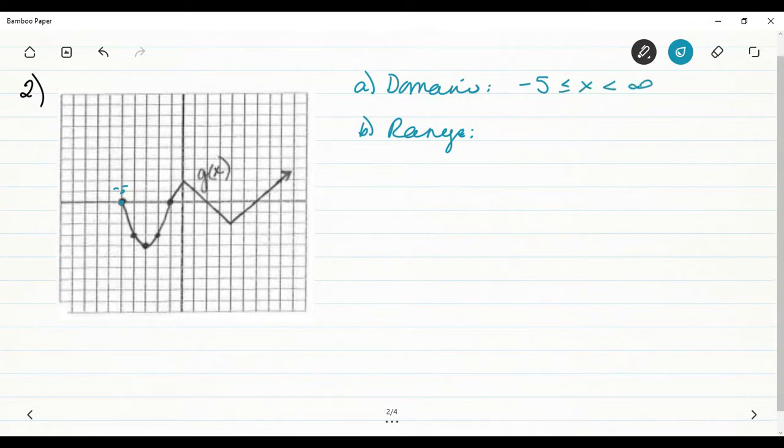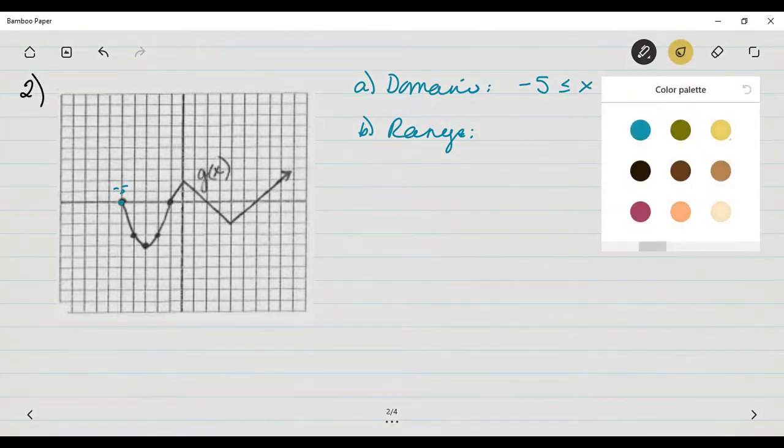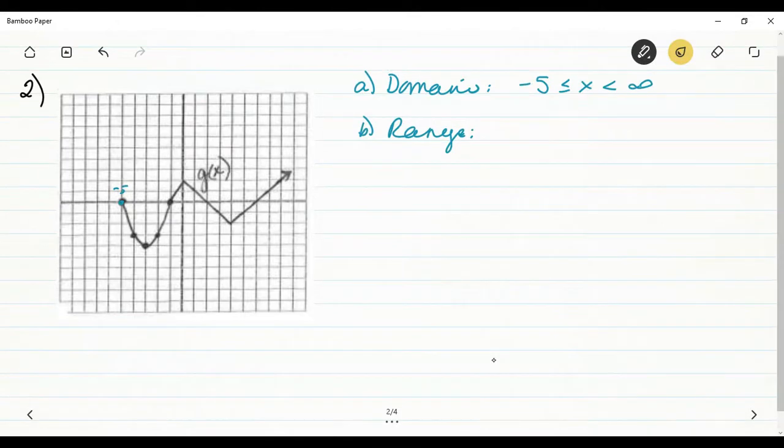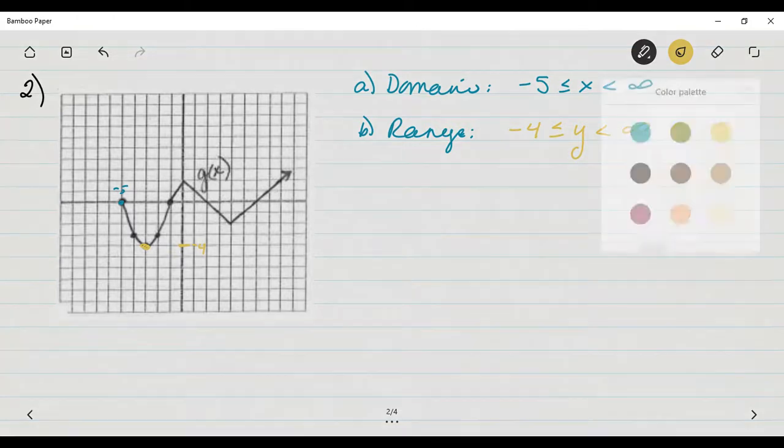Our range, we're looking for the lowest value to the highest value in our range. Our lowest value, we start at the bottom, -infinity, and work our way up. Our lowest value is right here at -4. So our range is starting at -4 and including -4, and it continues on to infinity because the arrow on the right will continue to increase forever.